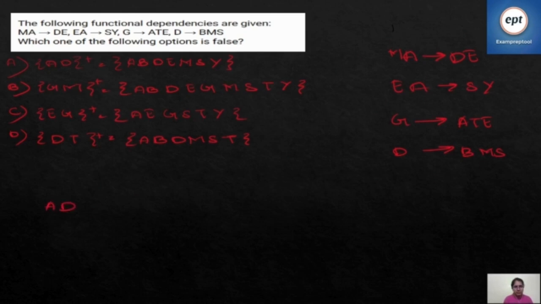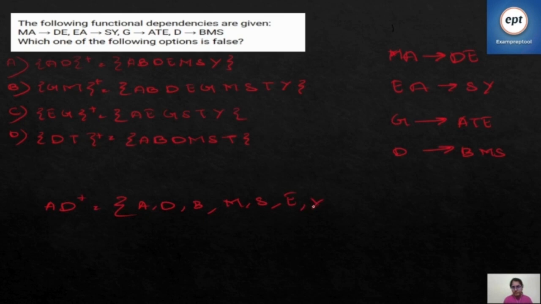The attribute closure of AD: first of all, A and D will be as it is. From A, is it possible to derive anything? No, it is not. So let's check for D. From D we are able to derive BMS, so let's write B, M, S. We have derived this. From A and M also we can derive D, which is already there, and E. So the new one will be E. From E and A we can derive S, which is already there, and Y.